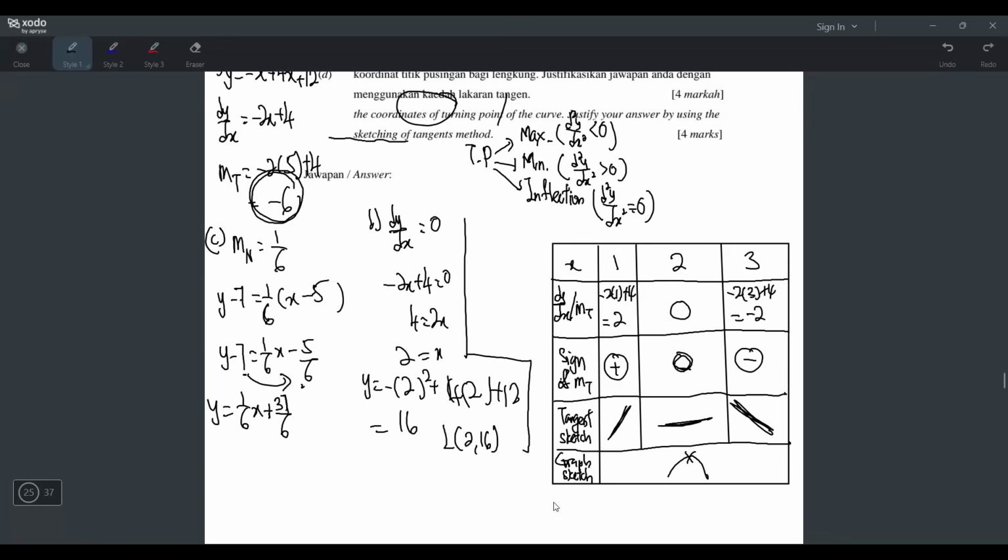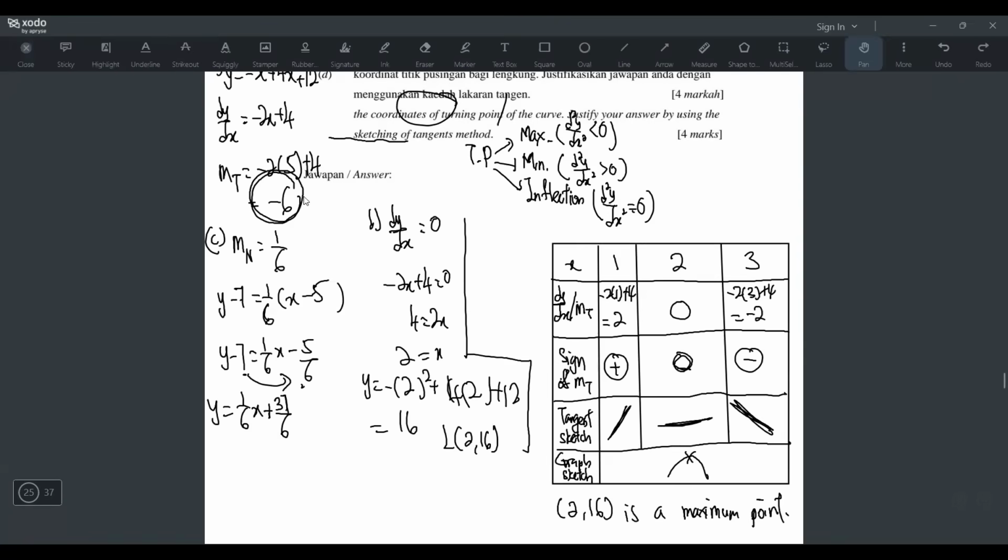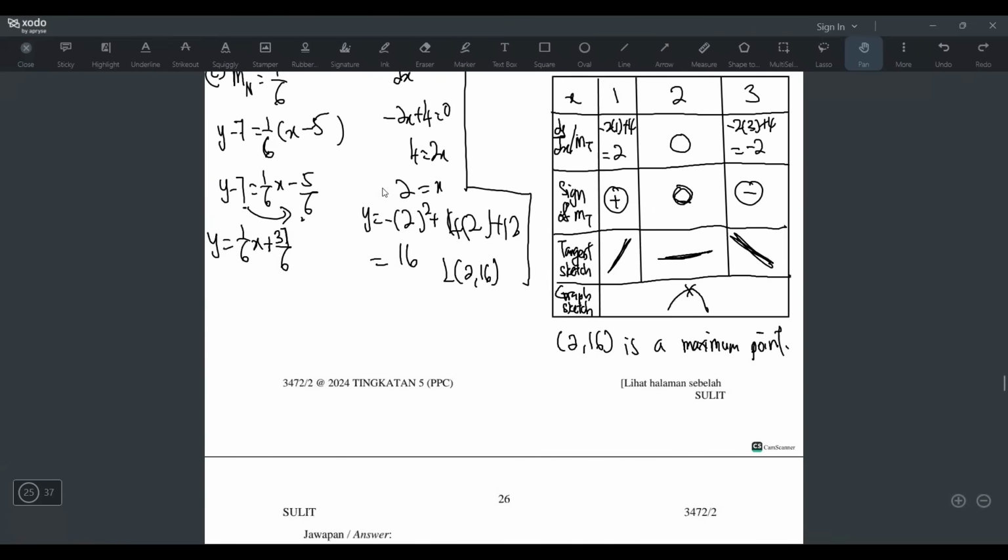So justify your answer by using the sketch. I'll just write 2, 16 is a maximum point. Okay, 2, 16 is a turning point, but to be more specific, it's a maximum point. So this is how you do the graph sketching method. Remember, if one day your tangent sketching looks like this, like this, like this, then it's not a minimum or maximum anymore. This one we call inflection point. It means your second derivative is exactly equal to 0. But if they want you to use the graph sketching method, you should show this to them. You should draw the table. Okay, that's all.